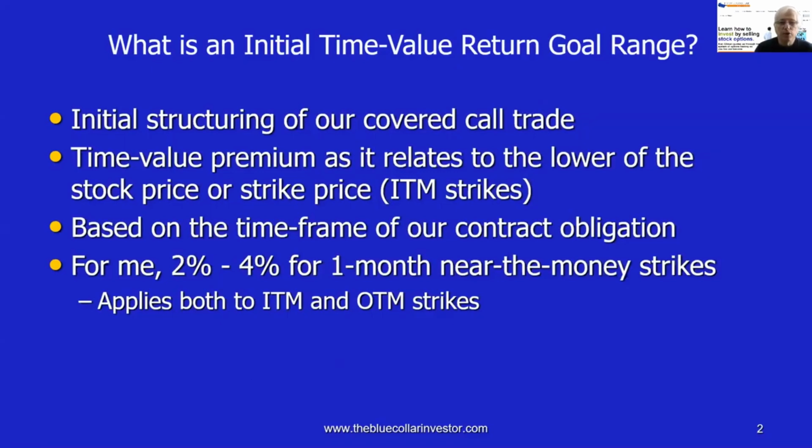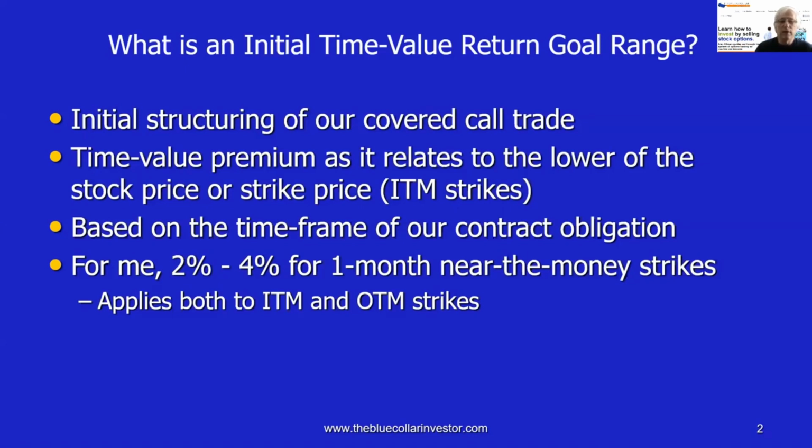Well, to do a percentage, what we do is we take the time value of the premium, whether it's an out of the money, at the money, or in the money strike, and divide it by the lower of the stock price or the strike price. So if we sell an at the money or out of the money strike, then we're dividing it by the price of the stock. For at the money, they're both the same. But when we write an in the money call, we're dividing the time value initial return by the strike price, because we use the intrinsic value to buy down the cost of the stock.